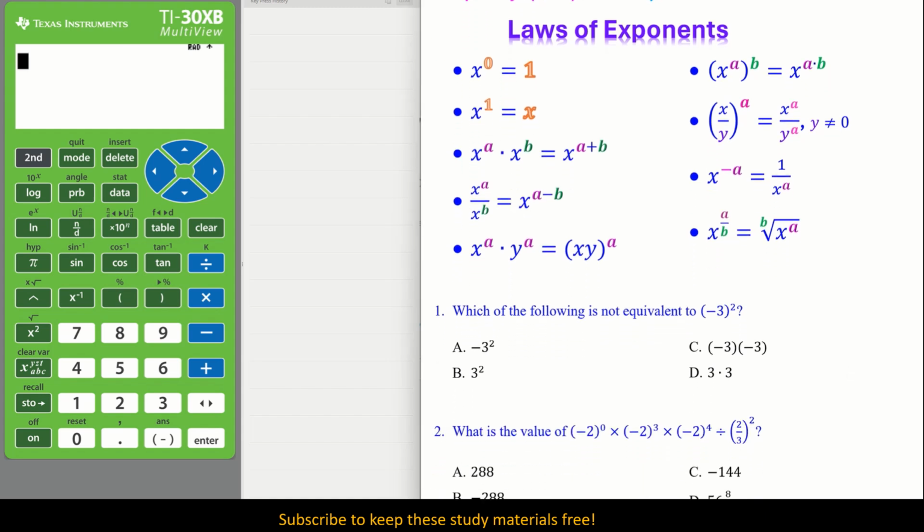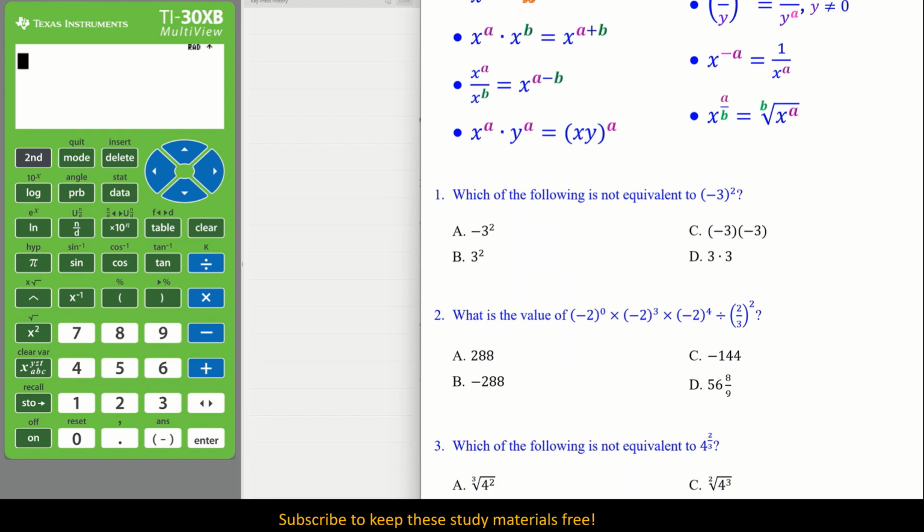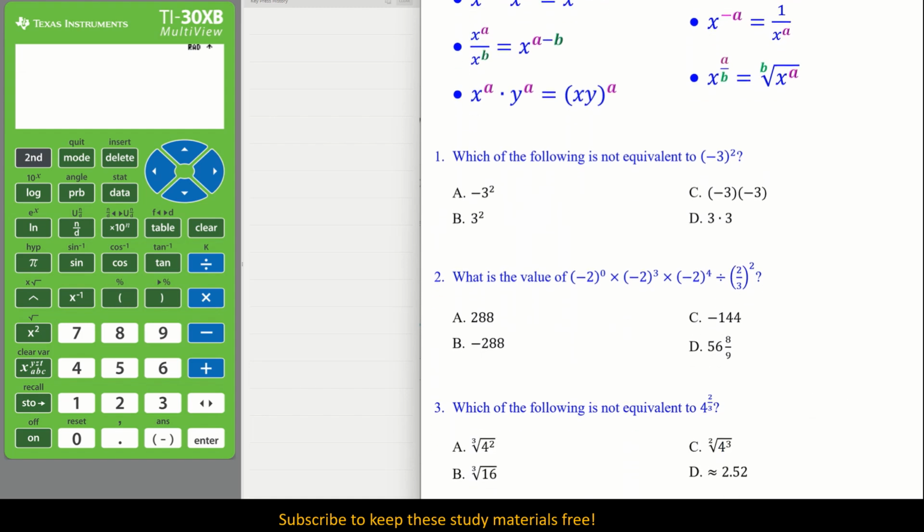All right, number 1. Which of the following is not equivalent to negative 3 to the second power? Please note that it says not. So we're looking for the one that doesn't work out. Well, the rule is that when something's to the second power, the base, in this case negative 3, is multiplied 2 times, or rather to itself. That tells me C is equivalent, and I wouldn't want that one.